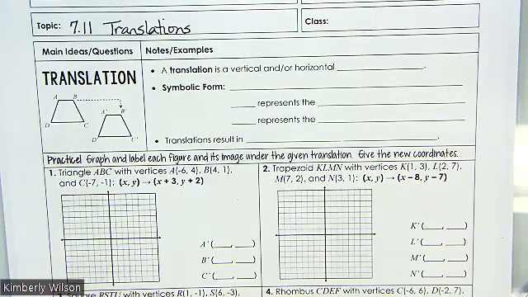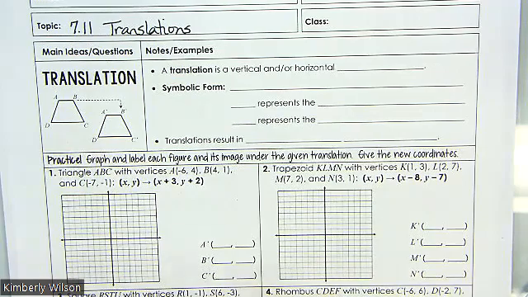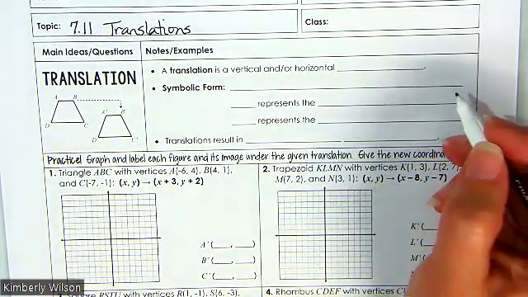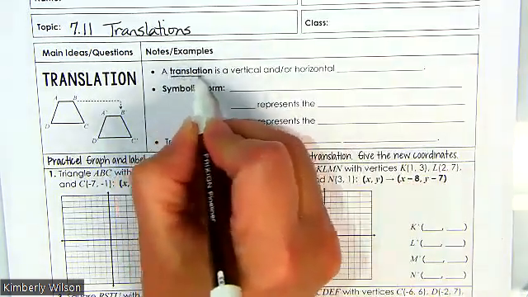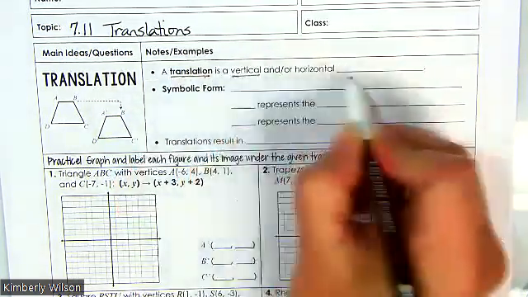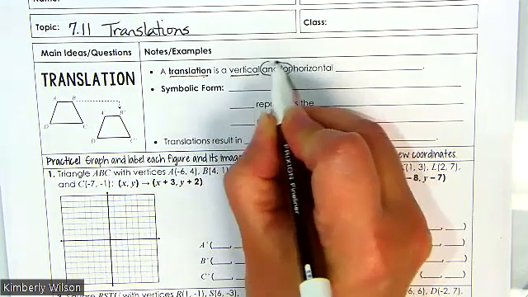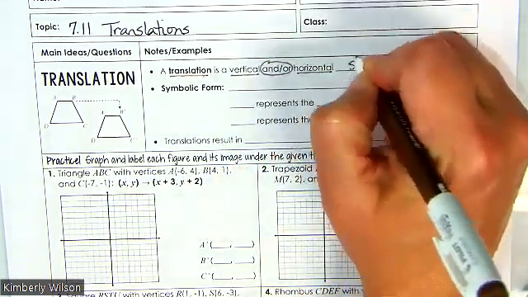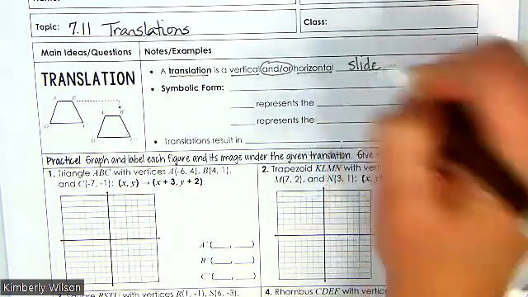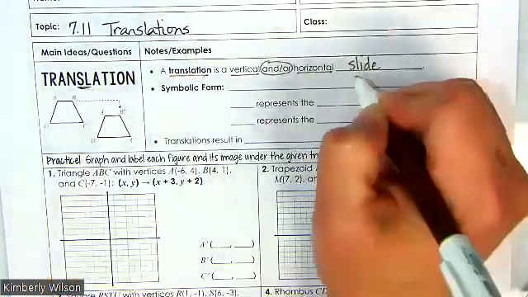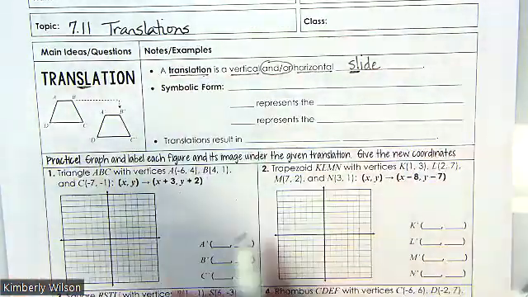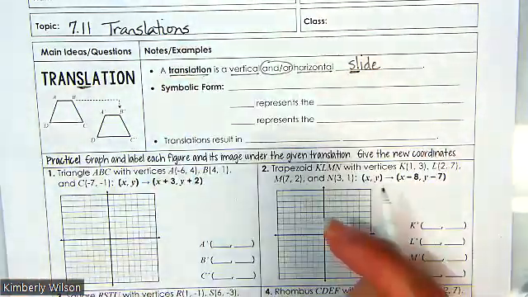Hello guys, today we are covering 7.11 translations. This is another form of a transformation. A translation is the vertical and or horizontal slide. SL, SL for slide. That means you're sliding left or right or up or down.